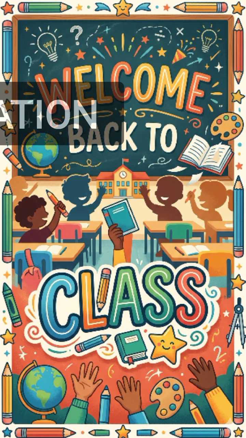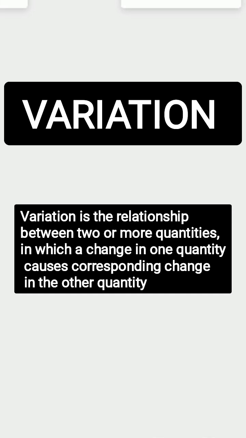In today's lesson, I'm looking at variation. What is the meaning of variation? Variation is a relationship between two or more quantities in which a change in one quantity causes a corresponding change in another quantity. For example, when you buy oranges, the cost of oranges depends on the number of oranges bought.